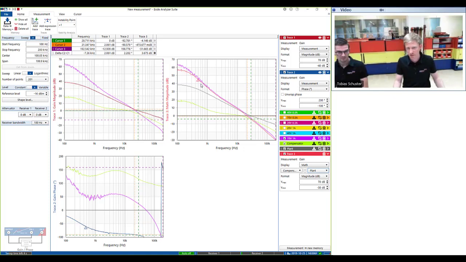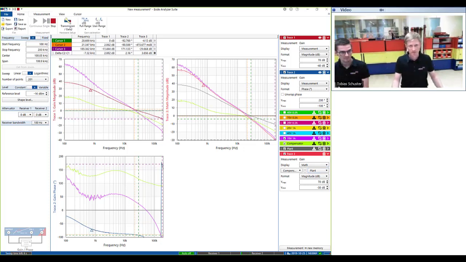So it's very similar. The red curve, that's the math trace, is very similar to the measured loop. Yeah, the loop consists of compensator multiplied by plant. So that's really nice. It matches the loop measurement from before, that was the violet curve, pretty well. So that's just a mathematical operation.